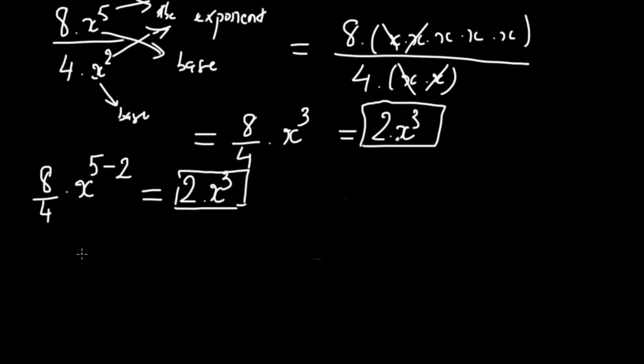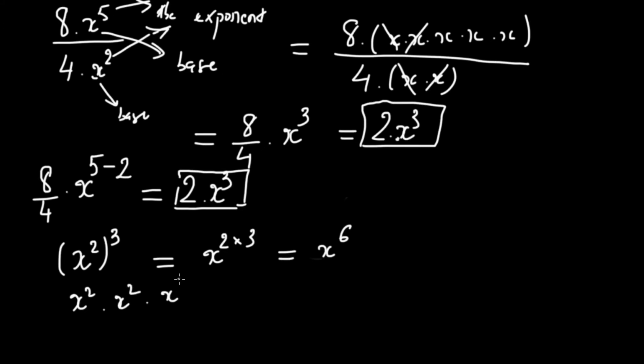How about this example? X squared raised to the third. In this case, we multiply 2 and 3 together. And x raised to the 6. Why? Because this means we multiply 3 x squared together. X squared times x squared times x squared. And each term here is we take two variables x, we multiply together.